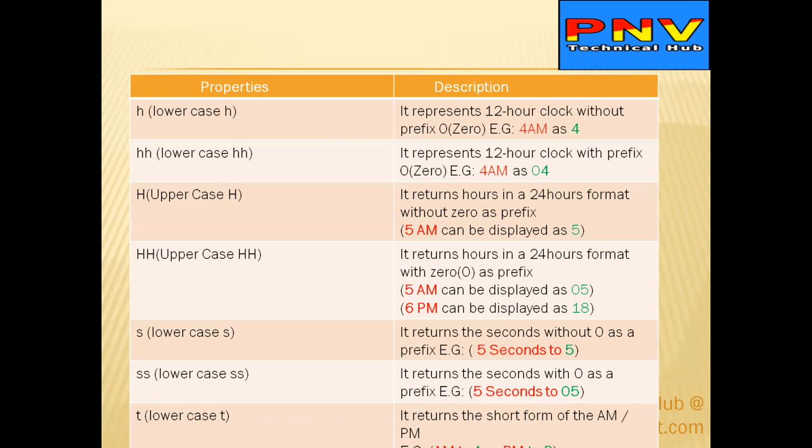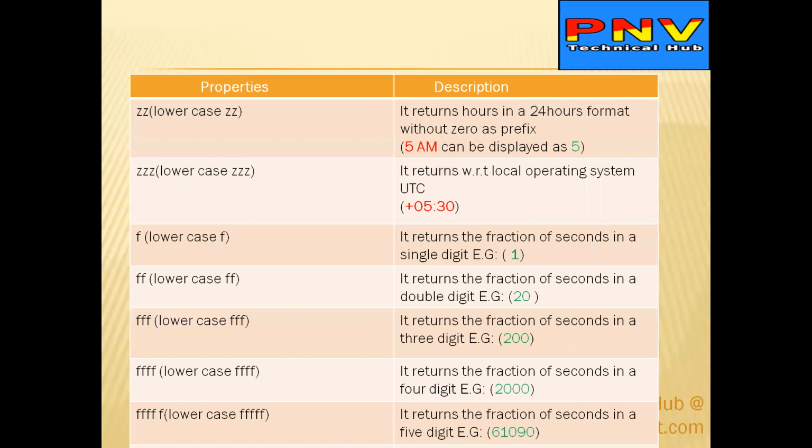I'm requesting, please use capital H, which is nothing but uppercase H. It returns hours in a 24-hour format without 0 as a prefix. So 5 a.m. can be displayed as 5. And if you use double capital H, 5 a.m. can be represented as 05, and 6 p.m. can be displayed as 18. So that 24-hour format will be displayed here. And the other things you can easily understand. Lowercase s means seconds without prefix, double s you will have the prefix. And t means you have an AM and PM representation. And z is nothing but the time zone offset.